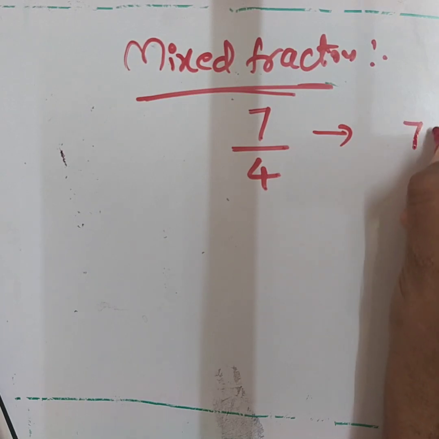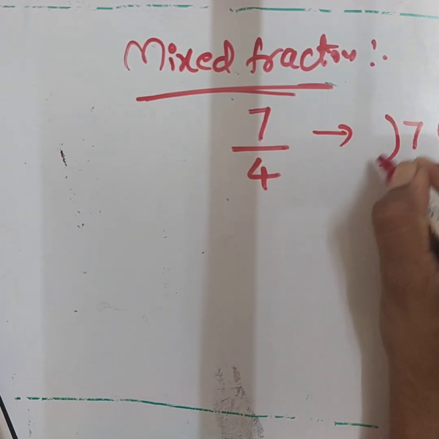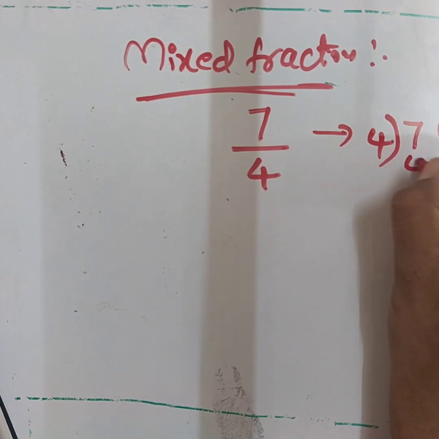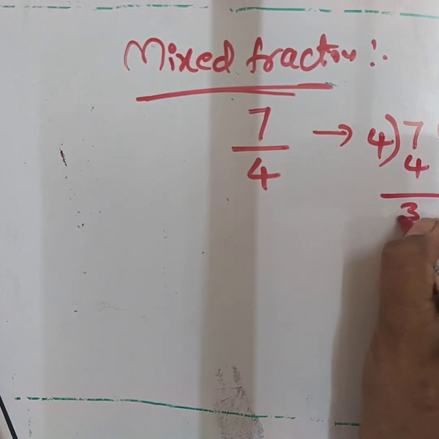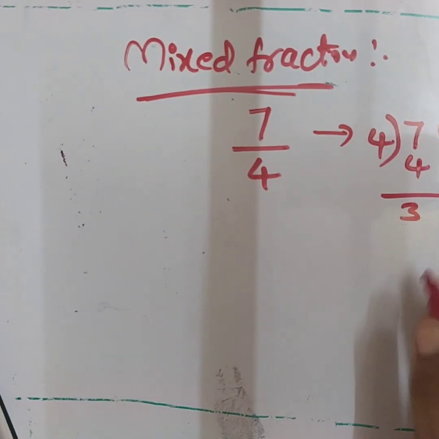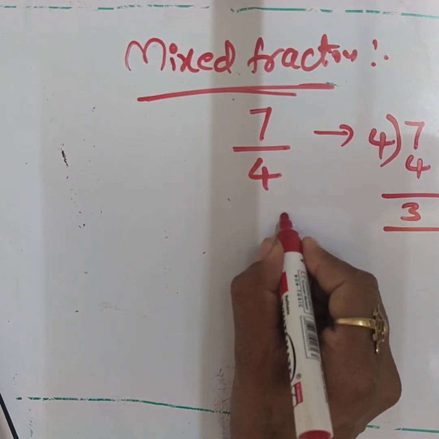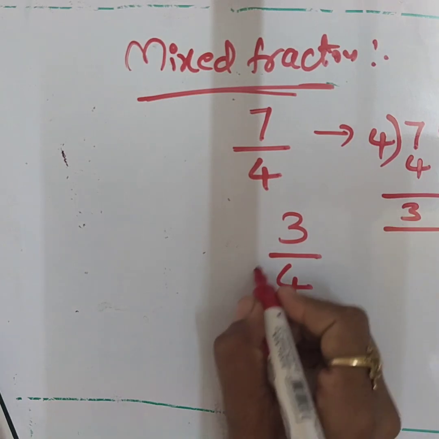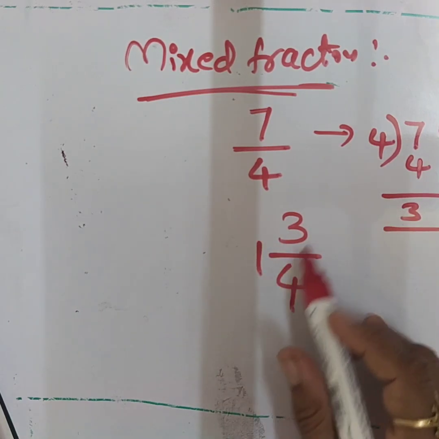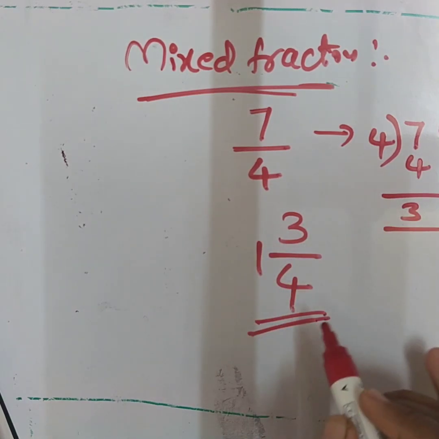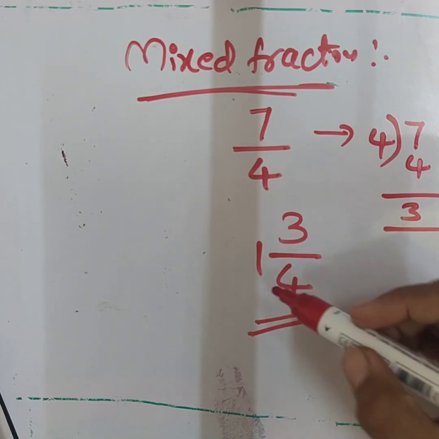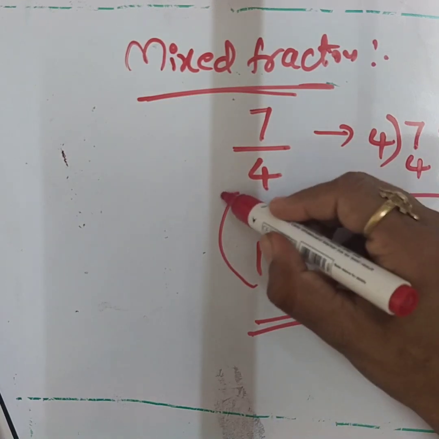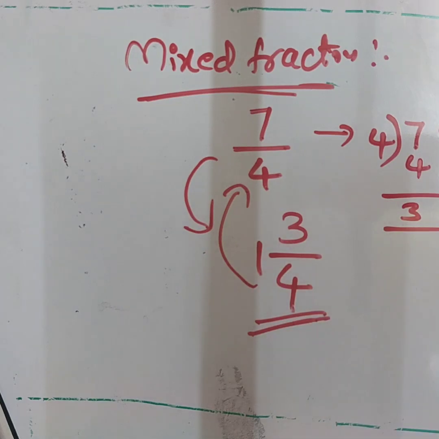So I am going to divide the numerator by the denominator. 4 ones are 4, so we are getting 3. So I am going to write 3 as the numerator, the divisor as the denominator, and the quotient as the whole part. So 1 3/4. This is called a mixed fraction. We can easily convert mixed to improper and improper to mixed.